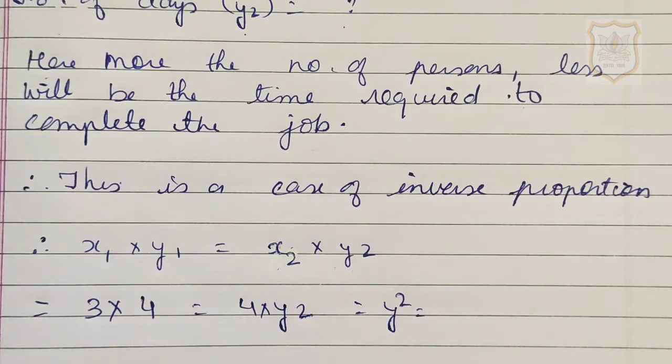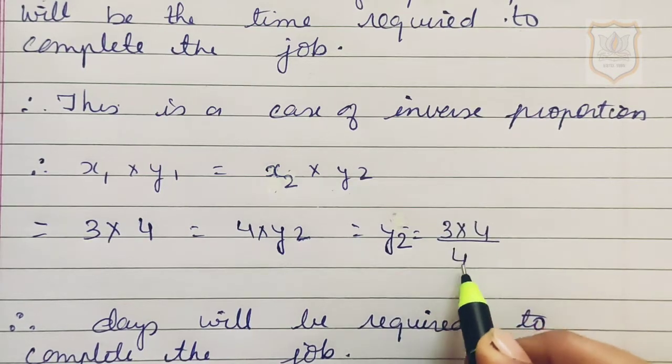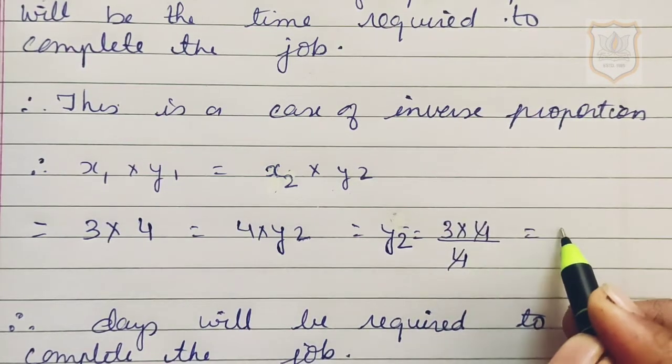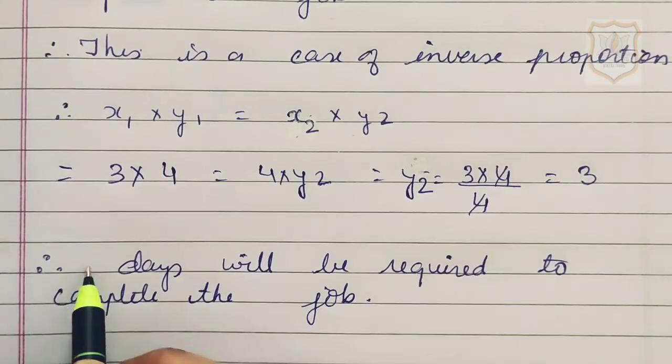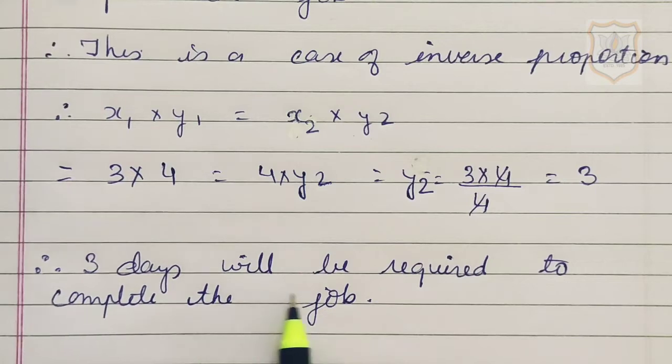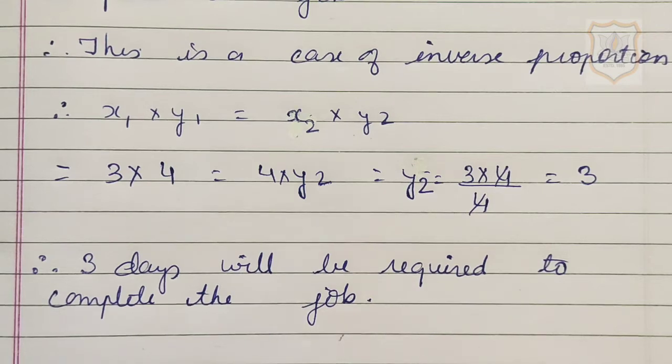Now y2 will be 3 multiplied by 4 divided by 4. This 4 we will cut, so y2 will be 3. Therefore, 3 days will be required to complete the job. So, students, if we increase the number of persons from 3 to 4, then the days will decrease from 4 to 3 days. Therefore, the answer is 3 days will be required to complete the job.